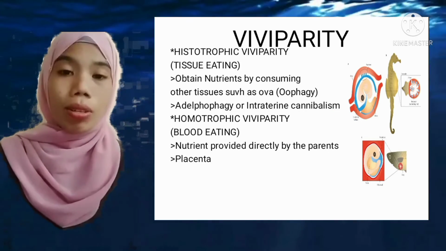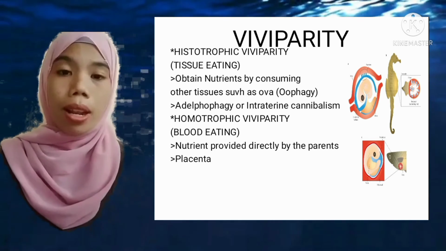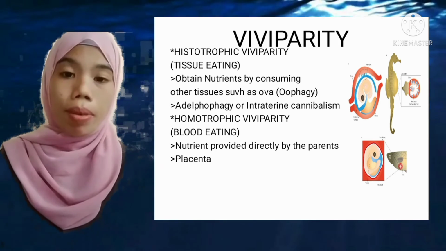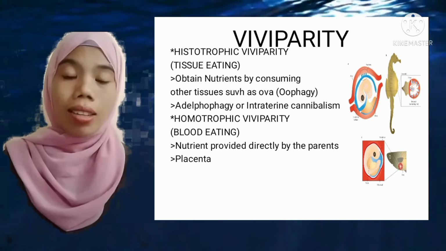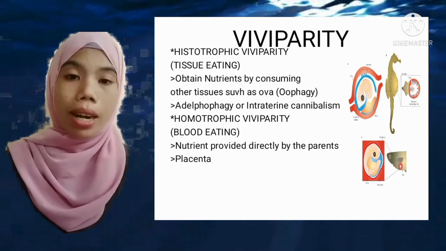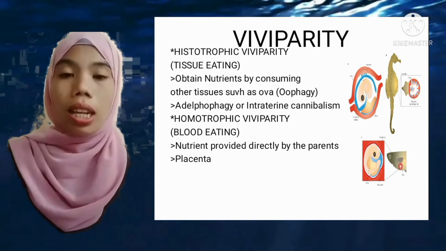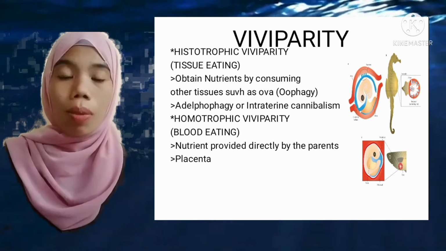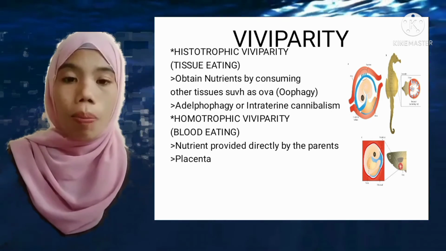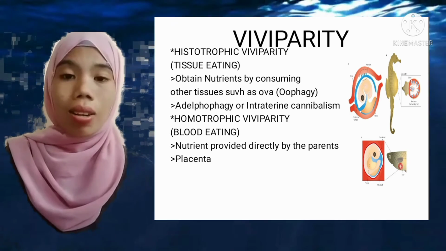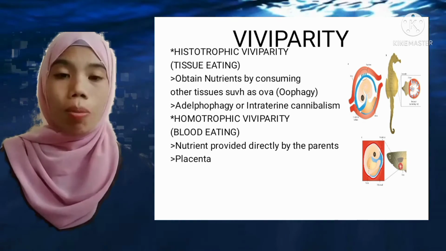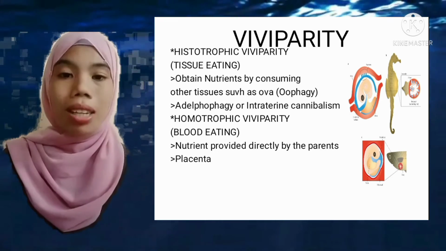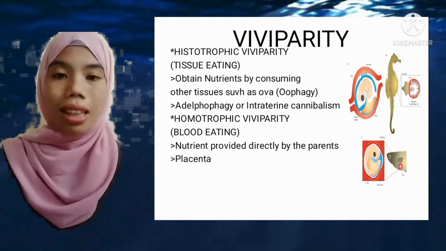Viviparity refers to animals that give birth to live young individuals. There are 2 types of viviparity. These are histotropic viviparity, meaning tissue eating. This obtains nutrients from other tissue, which is called oophagy. Then the next is hemotropic. Hemotropic is blood eating. This provides nutrition from the mother directly, which is the placenta.